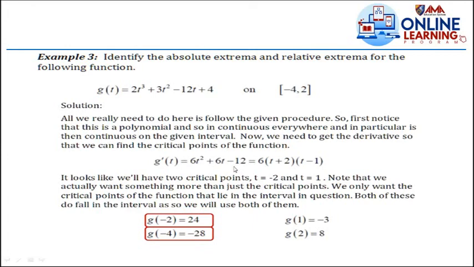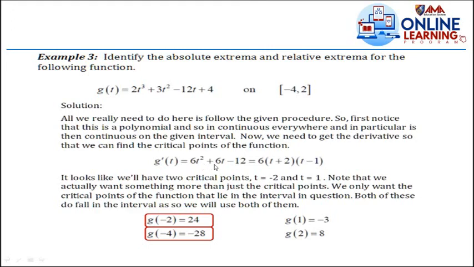And if we're going to look at that one, 6 is a common factor to the three terms, no? 6, 6, ito 12 din ito, no? 6, pwede siya sa 6. So we have 6 multiplied by t squared plus t minus 2. Okay? If we're going to factor that one, we have 6 multiplied by t squared plus t minus 2.